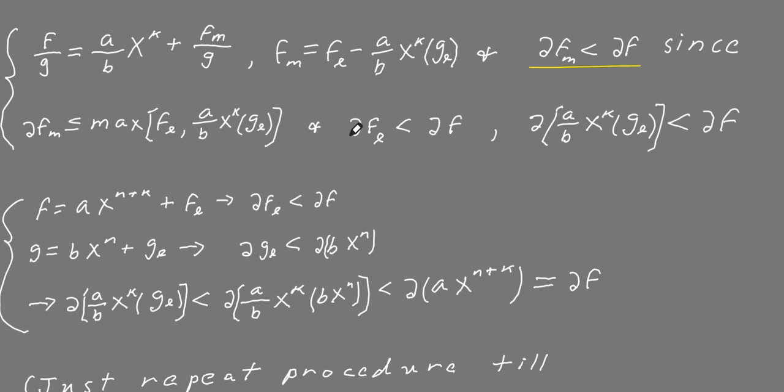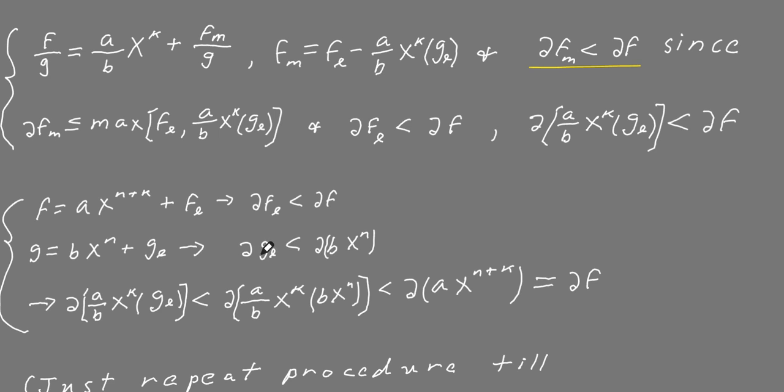That this holds is clear just by looking at this expression for f, since f sub l represents all the lower degree terms in f. The degree of f sub l is clearly smaller than the degree of f. And then if I look at the expression for g, it should be clear that the degree of g sub l is smaller than the degree of this leading term over here, since by definition g sub l is all the lower degree terms.